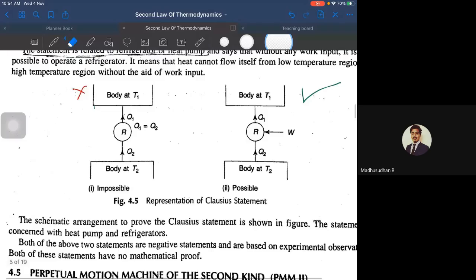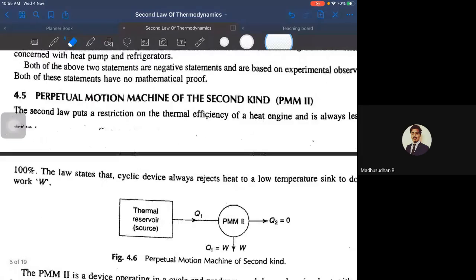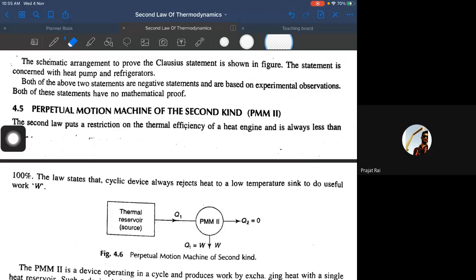PMM of second kind. Prajit Rai, just read out the statements given there. The second law puts a restriction on the thermal efficiency of a heat engine, and it is always less than 100%. Yes, that is what the Kelvin-Planck statement says. 100% cannot be achieved. It will always be less than 100%. But to be 100%, your W should be equal to Q1. That is not possible according to the second law.